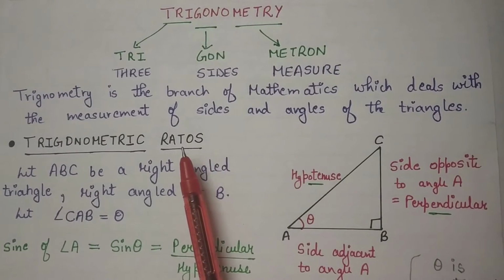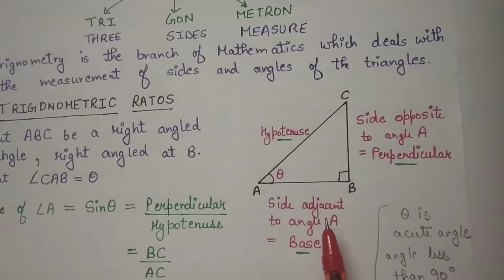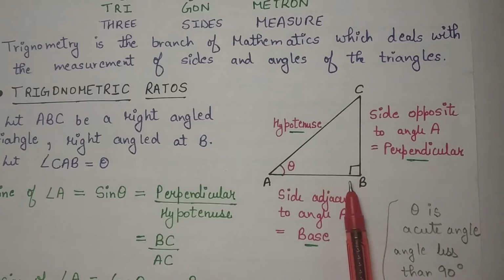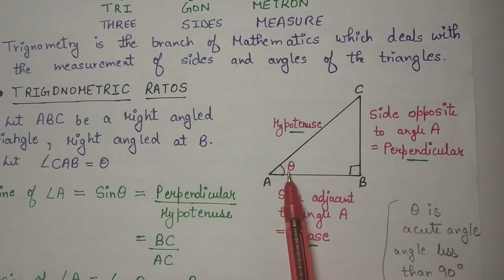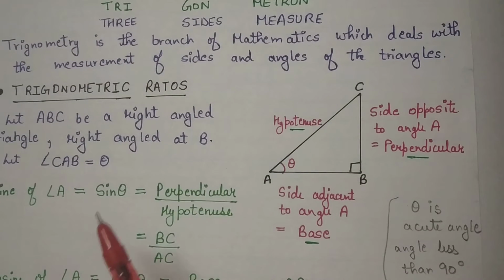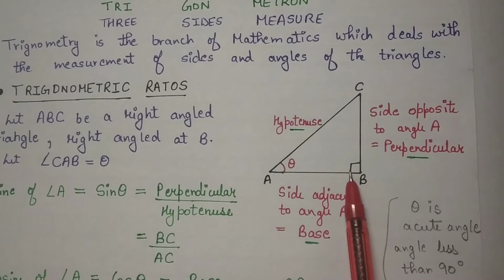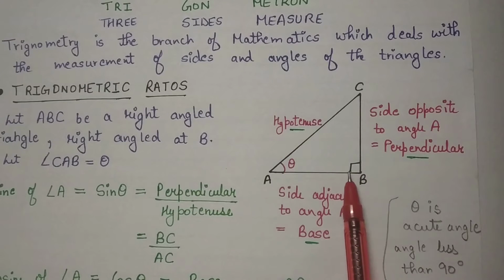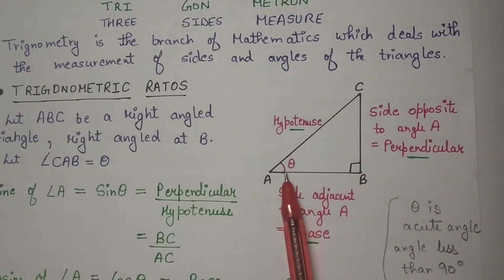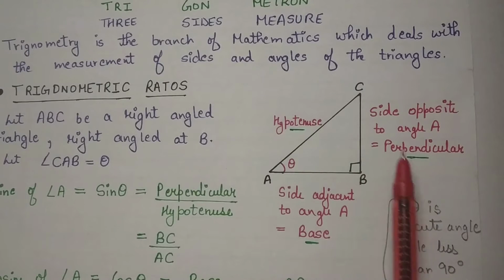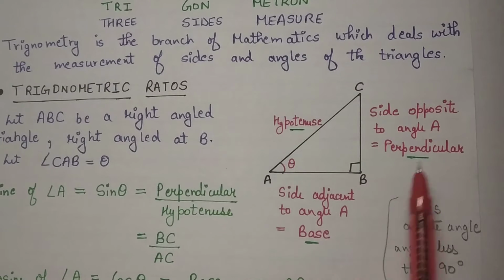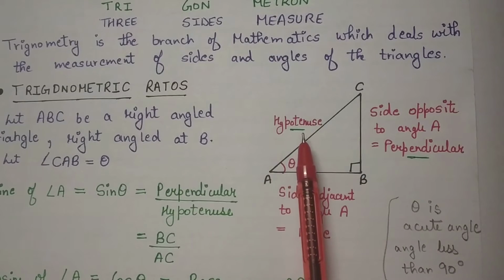Trigonometric ratios. For this I have drawn a triangle here. This is a right angle triangle, this is 90 degrees and this angle is an acute angle. The side opposite the 90 degree angle is called the hypotenuse, the side opposite to the acute angle is called perpendicular, and the side adjacent to the acute angle is the base. We will commonly use perpendicular, base and hypotenuse in the formulas.